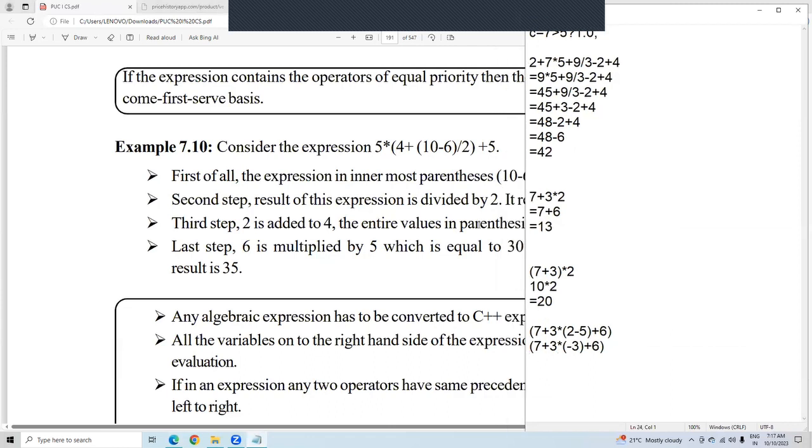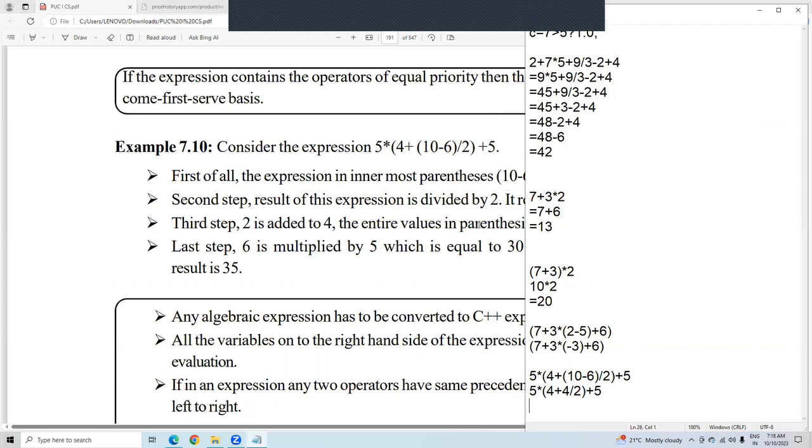So that means it is 5 into, in the bracket 4 plus, again bracket, 10 minus 6, then divided by 2, close the bracket, plus 5. Okay. So now what happens? As 10 minus 6 is in the innermost parenthesis, what do you have to do? First, you have to calculate the result for this. 10 minus 6 means 4. That you write it here.